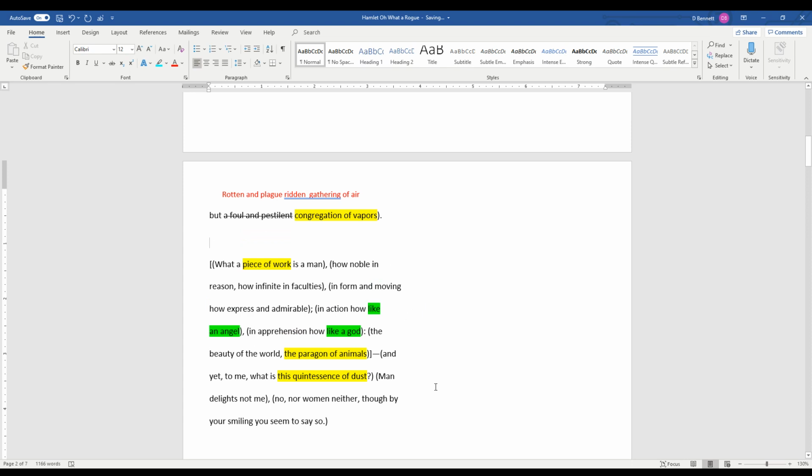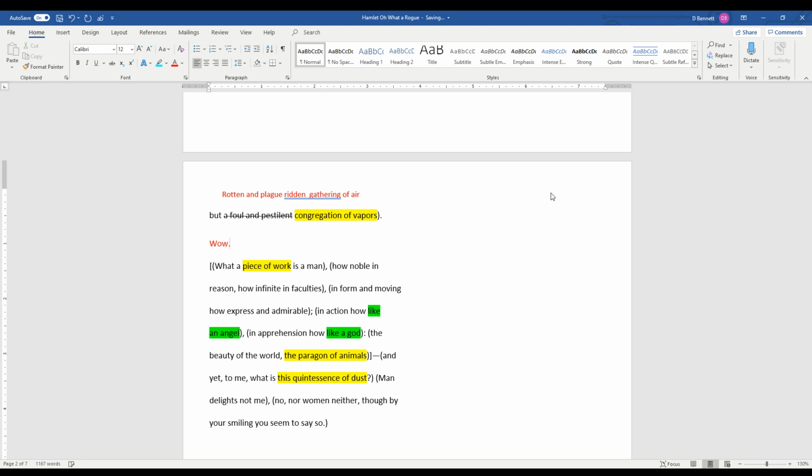And so now he gets to his conclusion here. And this is where he's got a series of phrases, but I've put them all in one big bracket. So he's saying, what a piece of work is a man. So he's saying, wow, what an amazing, strange thing is a man. He's like, how weird is it? What a piece of work. You are a real piece of work. It means like you're unique, you're strange, you're weird.